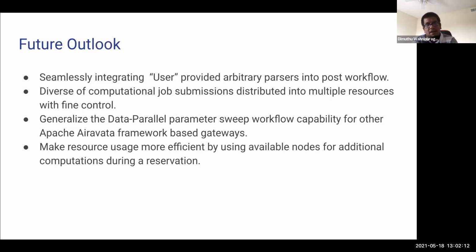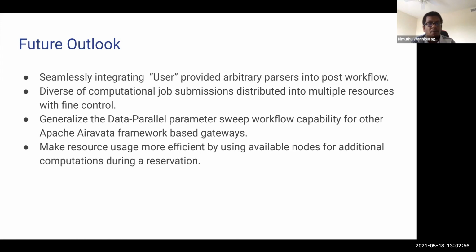Looking at the future, the first thing we need to work on is providing user-friendly ways to integrate the data parsers. Right now, it's more developer-centered, so the developer has to integrate into the framework. But in the future, we are planning to provide more interfaces for the PI or the user to directly integrate their parsers into the framework. In addition, we plan to provide more flexibility in computational resource types, possibly scheduler integrations.